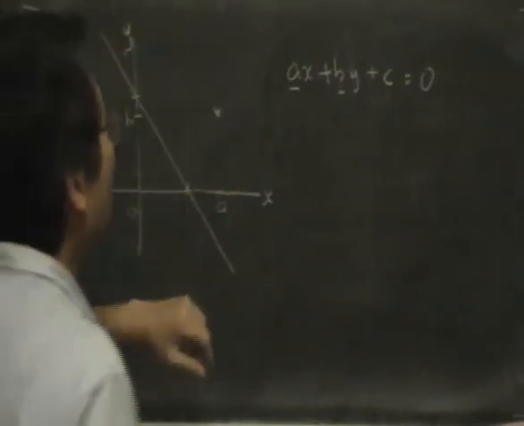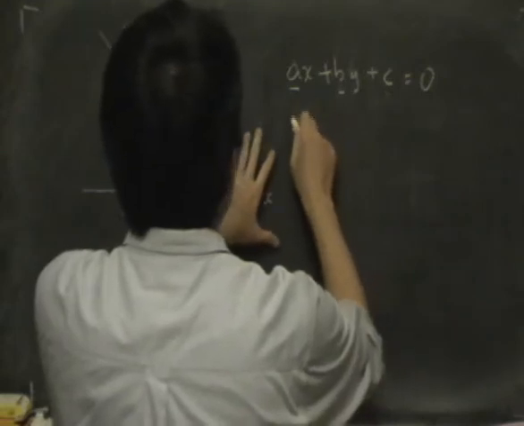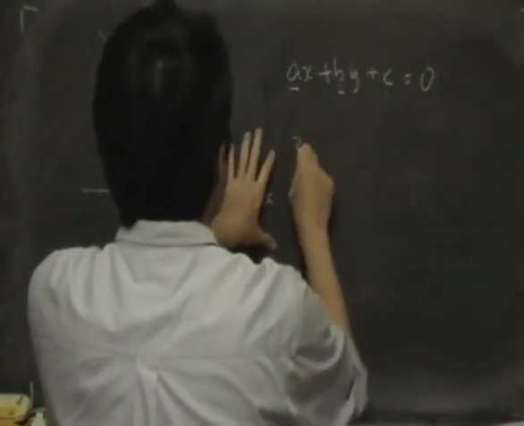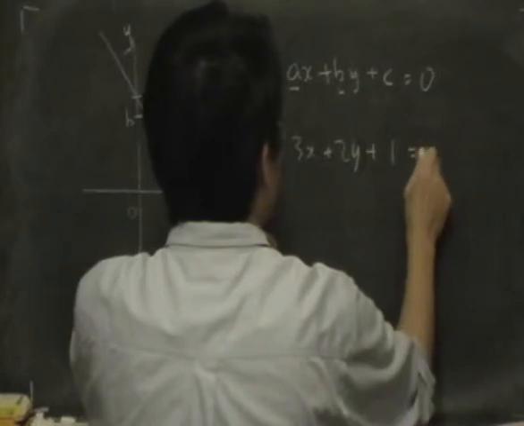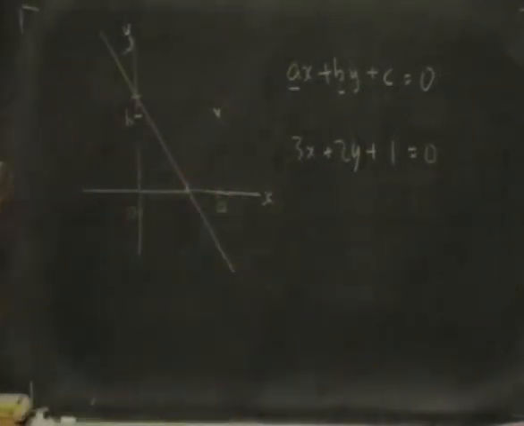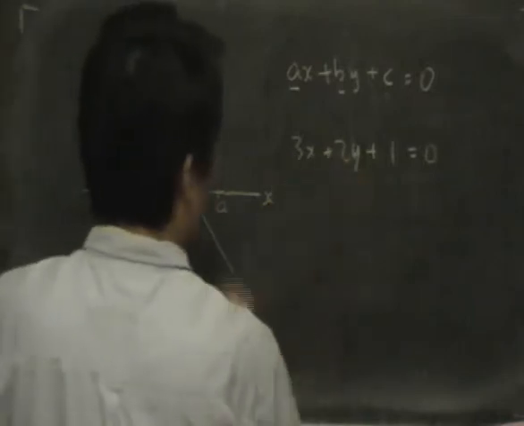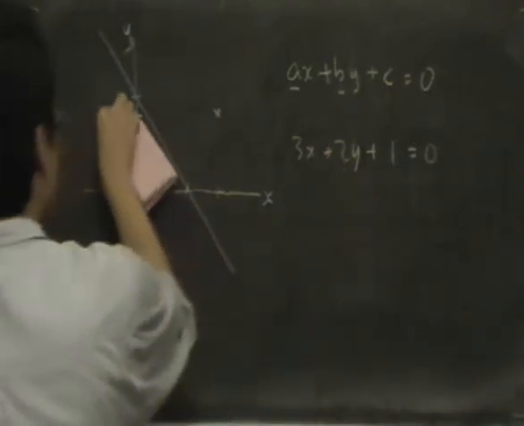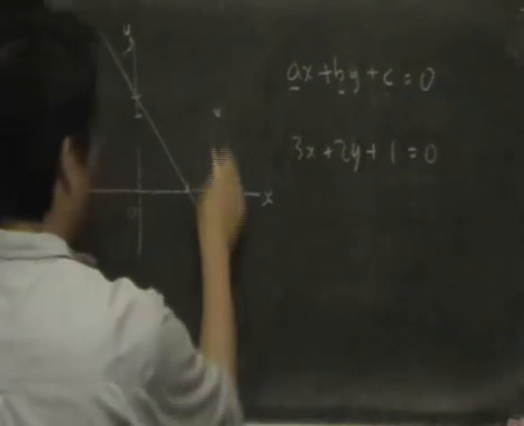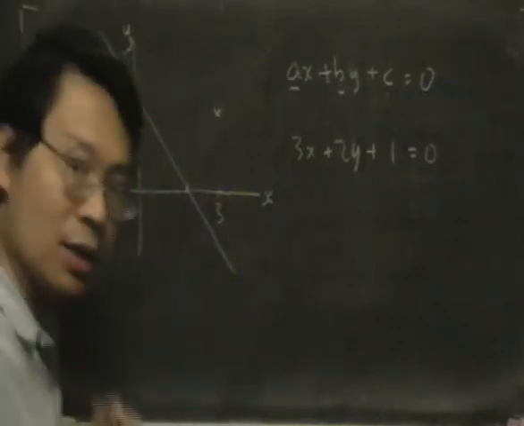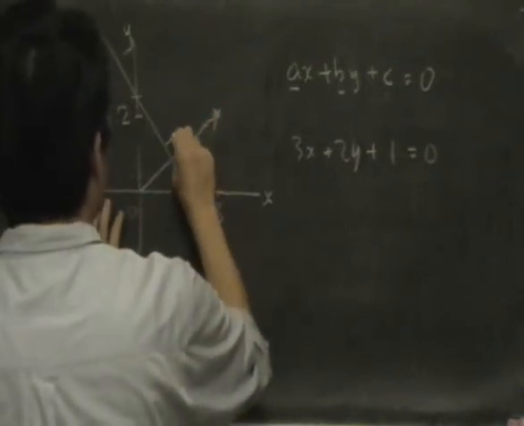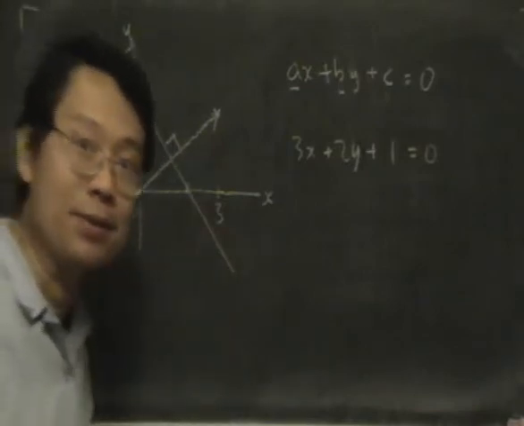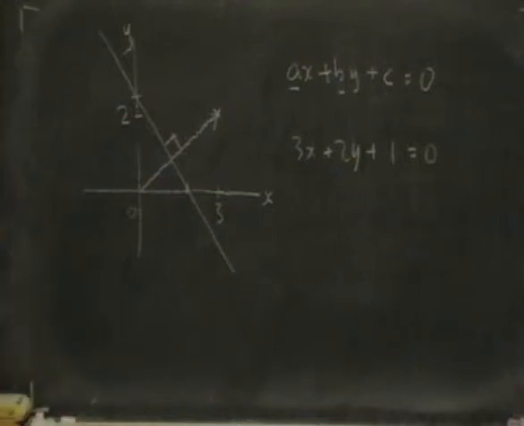Before it gets too abstract, let me put in some numbers. Like for example, this might be 3x plus 2y plus 1 equals 0. So suppose that's the equation. Then, if you treat the 3 and the 2 as the coordinates of a point and plot that point, you will find that the line joining the origin to the point is actually perpendicular to the line. So that's quite a neat property. Okay, so that's it for equations.